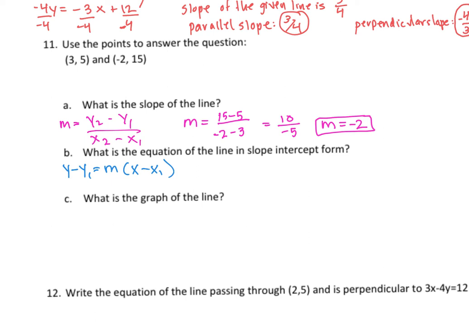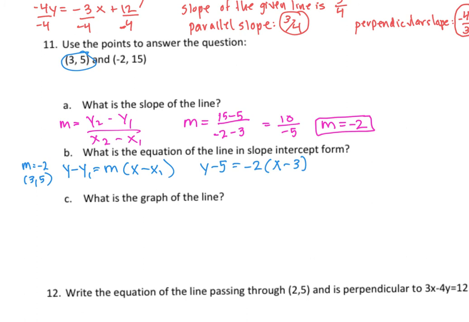So point-slope form means that we just need to take any point and the slope. So in this case, I'm going to use my slope as negative 2, and I'll use the point (3, 5). You can also use the point (-2, 15). It doesn't matter which one. Okay, so then I'm going to plug that information in. So y minus the y point is equal to our slope, which is negative 2, times x minus the x point.